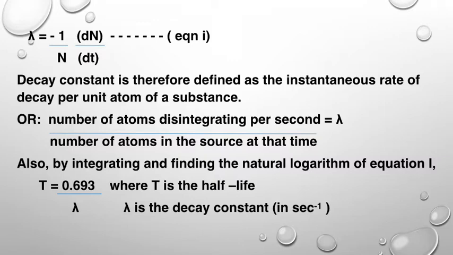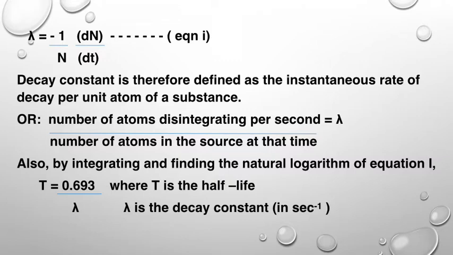Or we can just say that the decay constant is the number of atoms disintegrating per second, which is what dN dt is, divided by the number of atoms in the source at that time, which is what N is. If we do some integrations and logarithm of this equation 1, we will find that our t half-life is given by 0.693 over lambda.